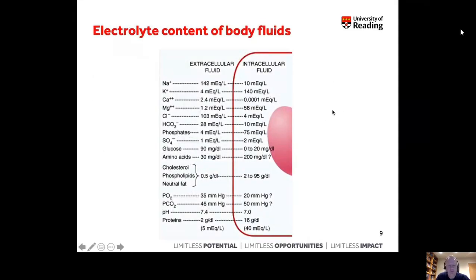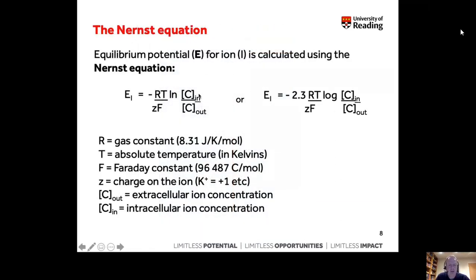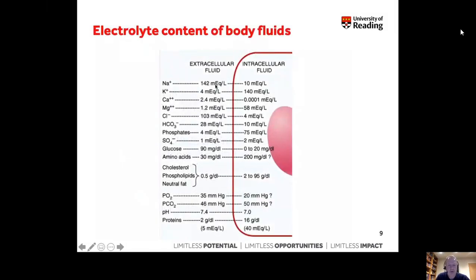So first of all, what we need to know for any ion to calculate the equilibrium potential is its concentration inside and outside of the cell. So this is a diagram taken from one of the textbooks we recommend, telling you that information. What we're going to do on the next slide is calculate the equilibrium potential for this ion here, the potassium ion.